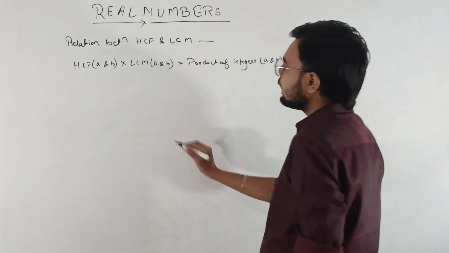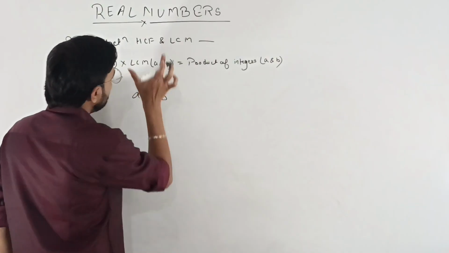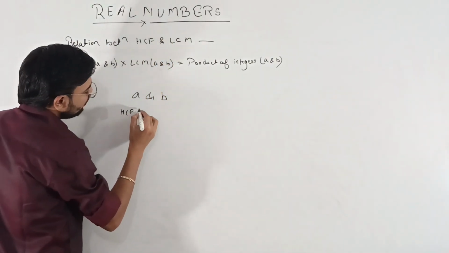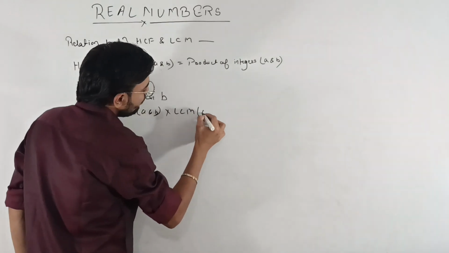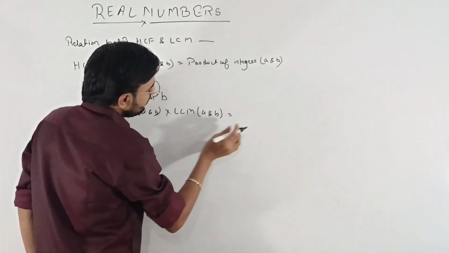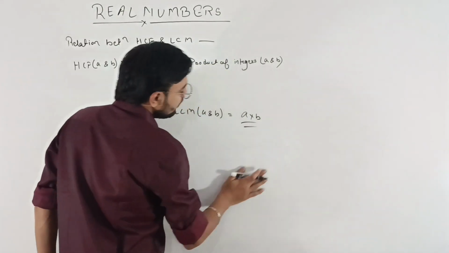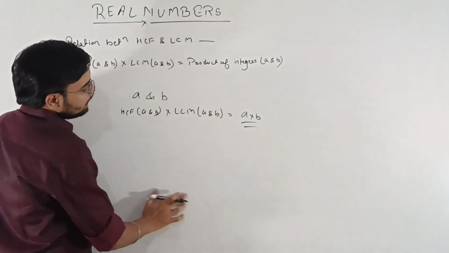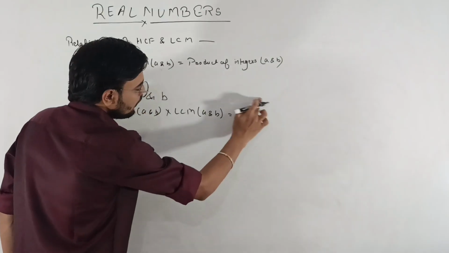Suppose you have two integers a and b. Then by this relation, HCF of a and b multiplied with LCM of a and b, this product is equal to a into b. That is, HCF of a and b multiplied with LCM of a and b is equal to the product of a and b. Understood?